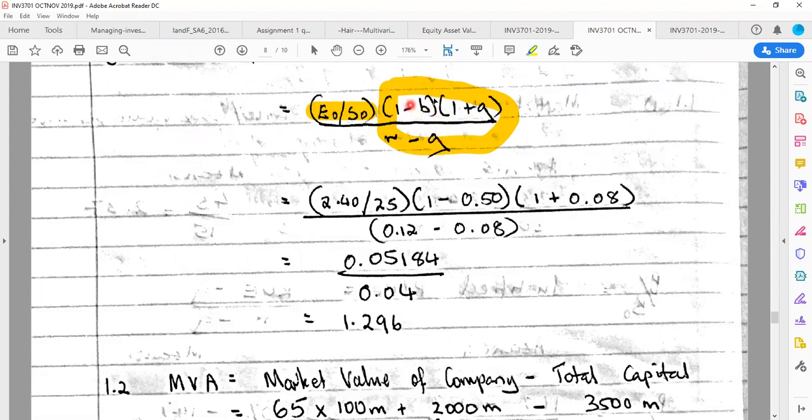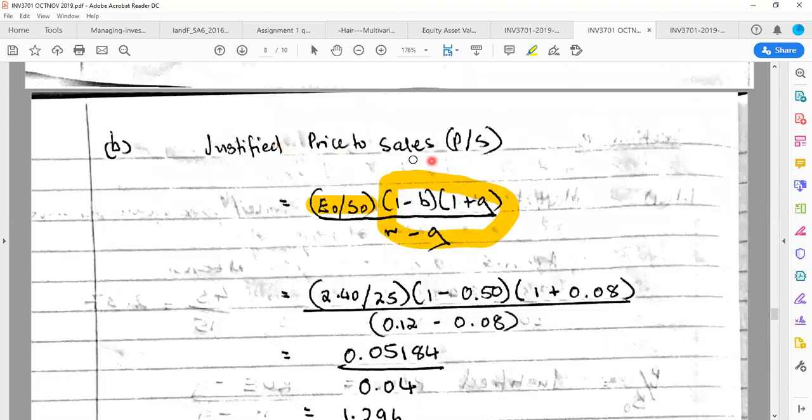So it follows that if we just multiply the trailing price to earnings, which is this part, by the net profit margin, we can get the justified price to sales. It's just a neat trick that you can use to answer this question. Okay, it might come in the exam.